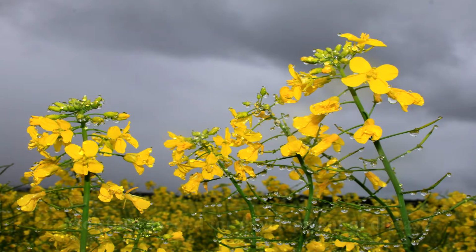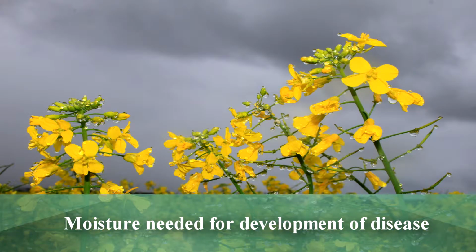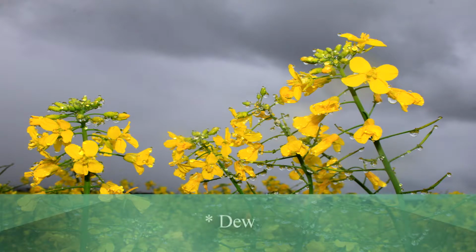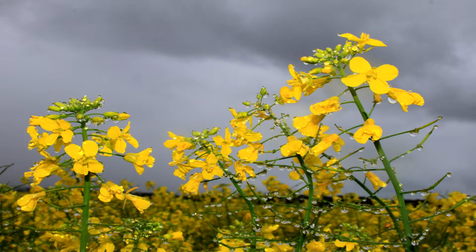It is important to note that moisture is very important for the development of the disease. Moisture in the form of light rain, dew, mist or even high humidity in excess of 80% over a period of 2 weeks prior to commencement of flowering into early flowering are conducive to rapid disease development.